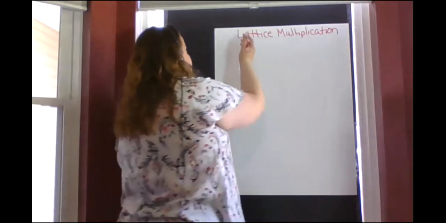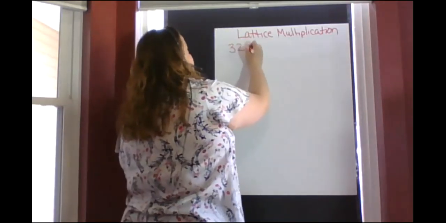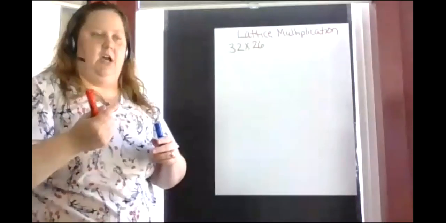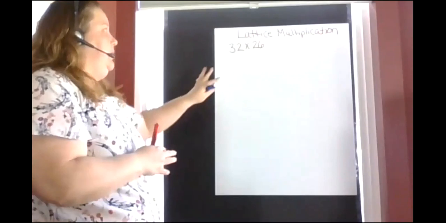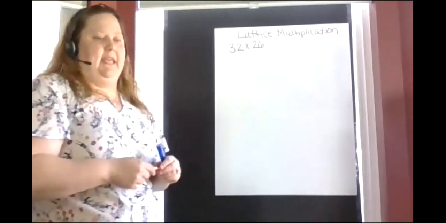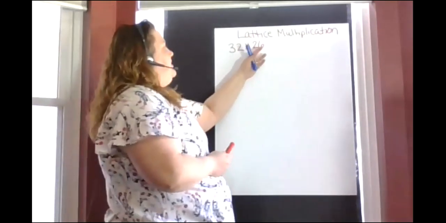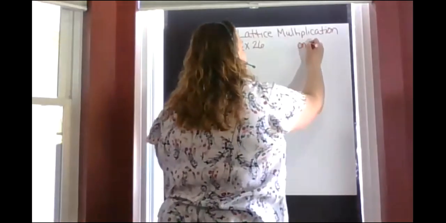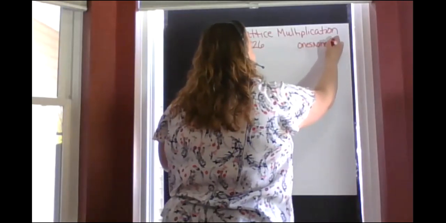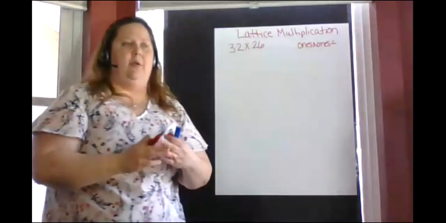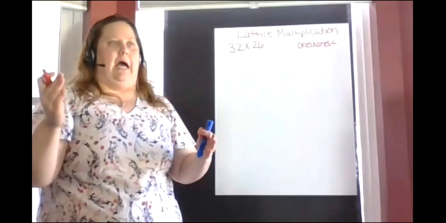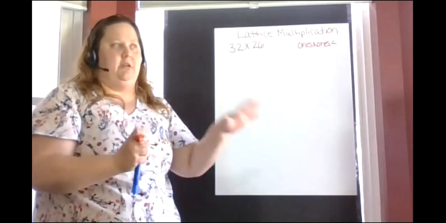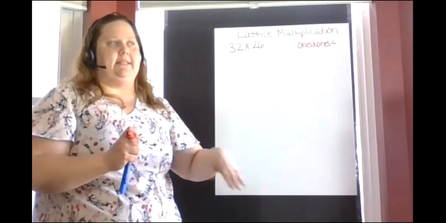So the first thing, we're going to still use our 32 times 26. And one of the first things we have to talk about, though, before we get into the process of lattice multiplication, is when I multiply a ones digit by a ones digit, anywhere from 1 through 9, the largest answer that I can get is a solution that is in the tens and ones place.